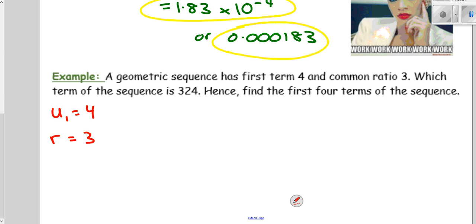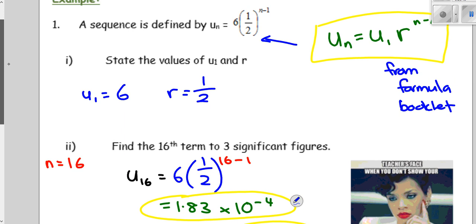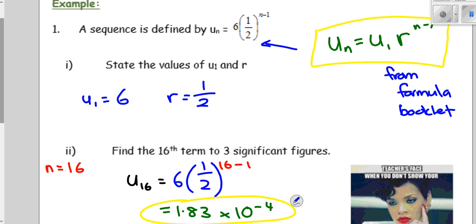So they want to know, is it the 6th term? Is it the 7th term? Is it the 8th term? So they want to know what the n is. So n equals question mark. And they've kind of told us what the u of n is. So what's the n value if the u of n is 324? What's that? So you could just use the nth term rule from the formula booklet, because you know that number, you know that one, and we're going to have to solve for n.